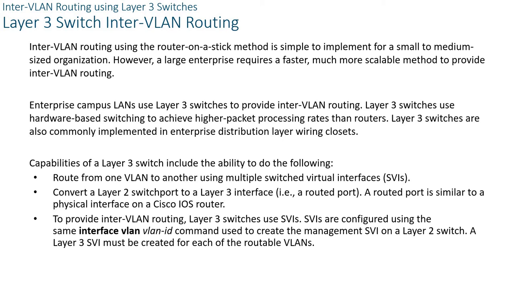To provide inter-VLAN routing, layer 3 switches use SVIs. SVIs are configured using the same interface VLAN ID command generally used to create a management SVI on a layer 2 switch. A layer 3 switch SVI must be created for each of the routable VLANs.